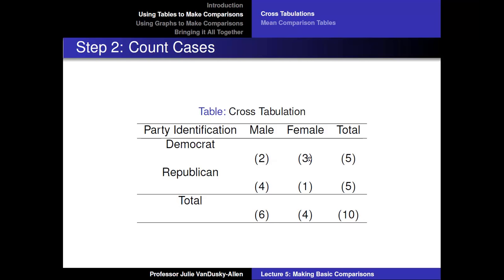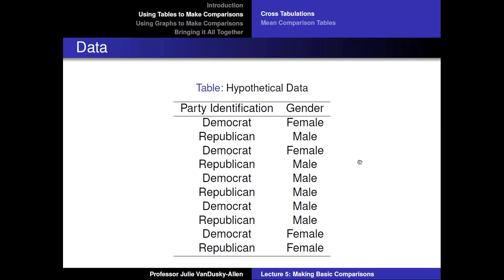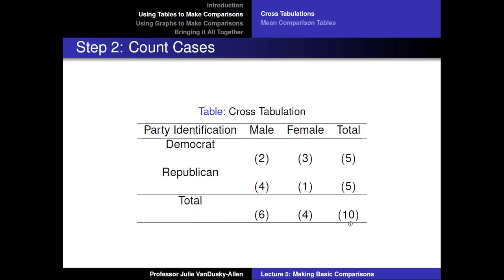In the second cell, we have female Democrats. We would go to our data set and look for how many fit this criteria. As you can see, there are 3 female Democrats. Hence, in the female Democrat cell, I wrote the number 3 in parentheses. We would complete this process for each cell.